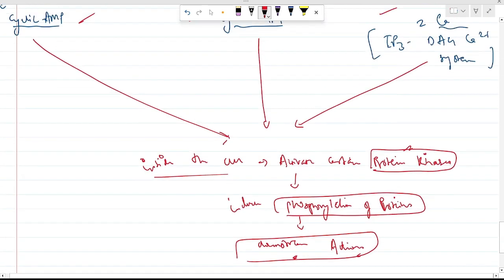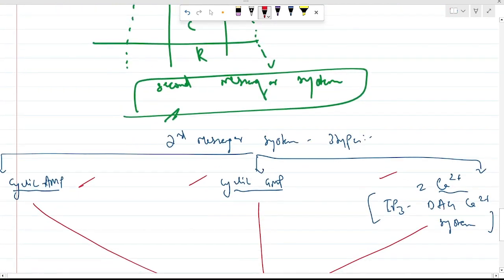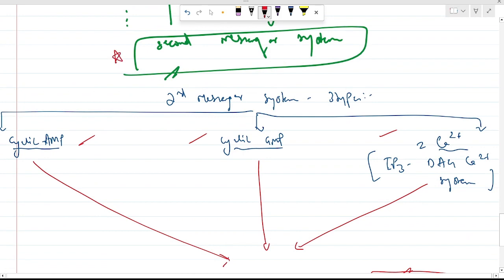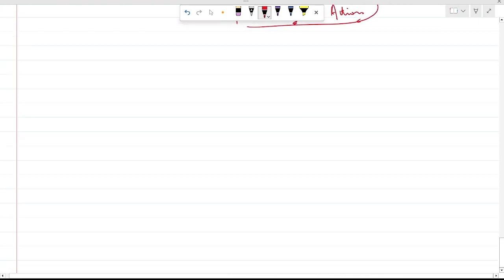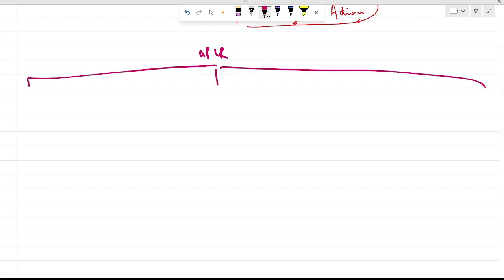As we have seen before, GPCR acts through the second messenger system. I'm going to see how this GPCR acts through three different second messenger systems: the cyclic AMP, the cyclic GMP and calcium.